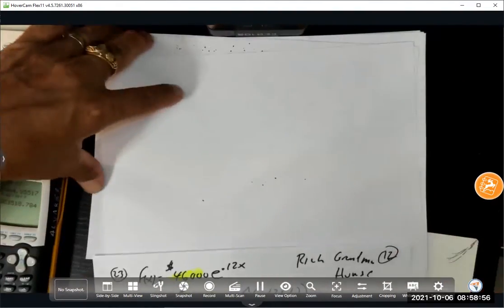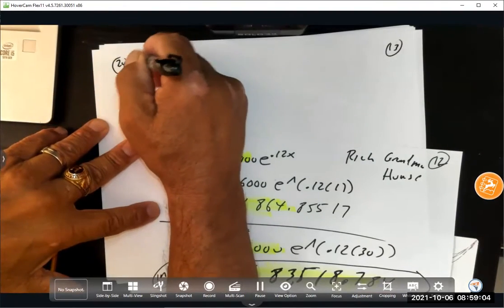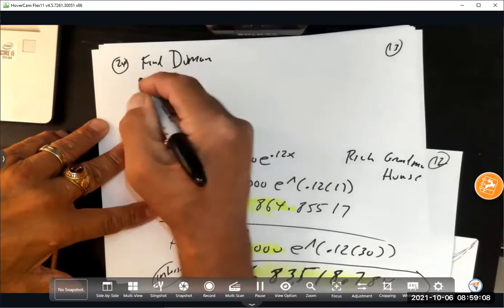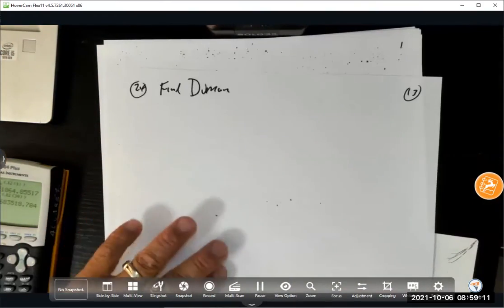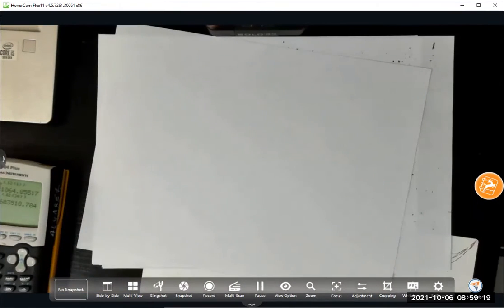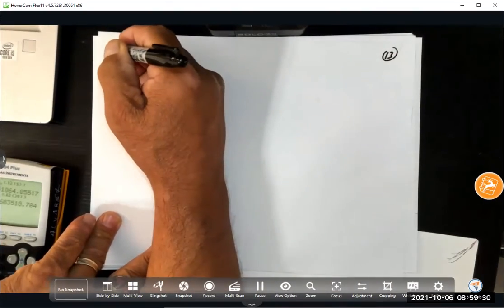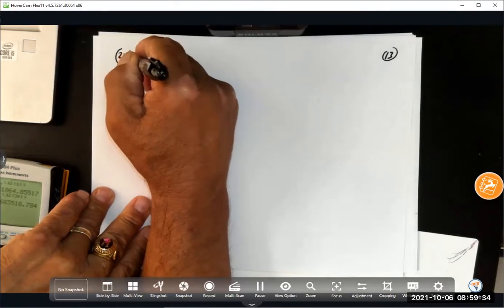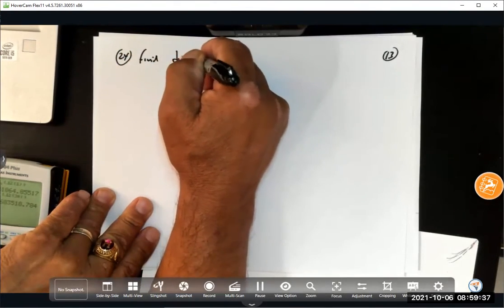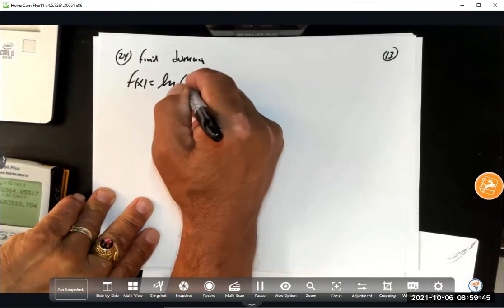Okay, let me do 24. You ready for 24, 25? All right, number 24 says, find the domain. You have f of x is ln of x minus 8.